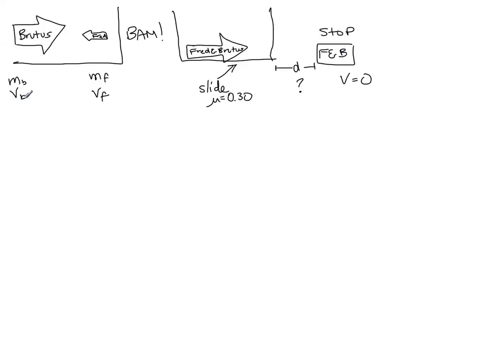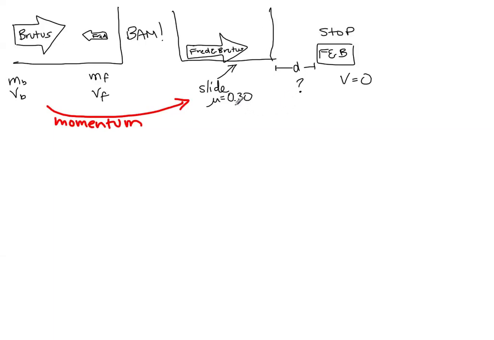Now, in between this part and that part, in between here and here, what we have is conservation of momentum. Because there's no net external force, we just have the two motions of the two players combining to make one total motion. That's conservation of momentum.